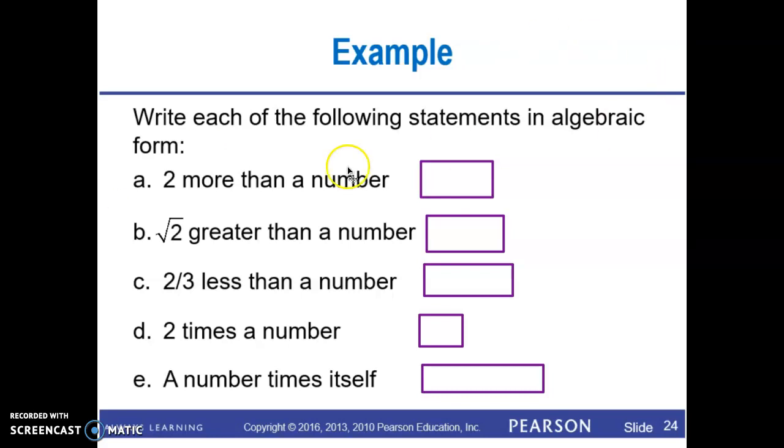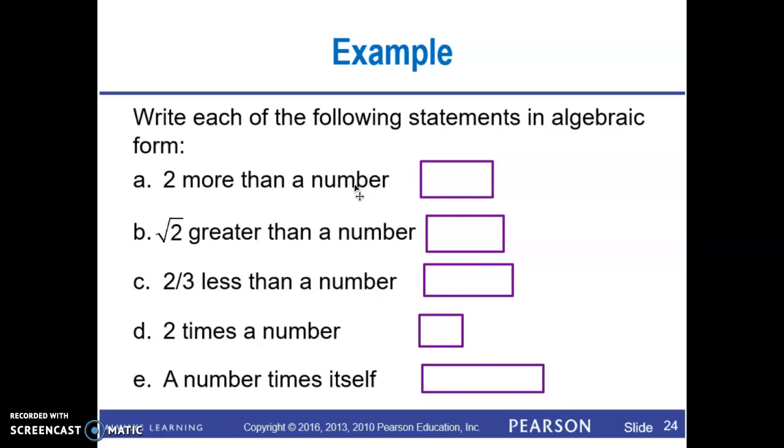So starting off here with these 5 expressions, we're just going to change this verbal expression into an algebraic expression. That's one of the things we're expected to do in 6th grade. So 2 more than a number. All right, now think about the way this one is phrased. 2 more than a number. That means if I give you a number like 7, you should be able to give me the number that is 2 more than my number.